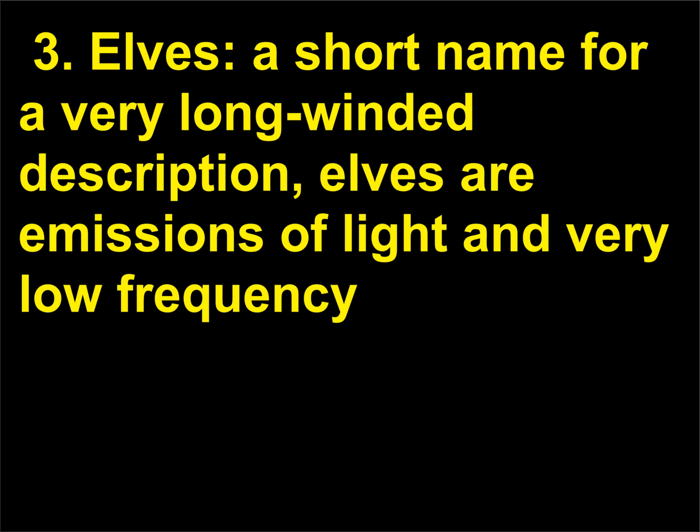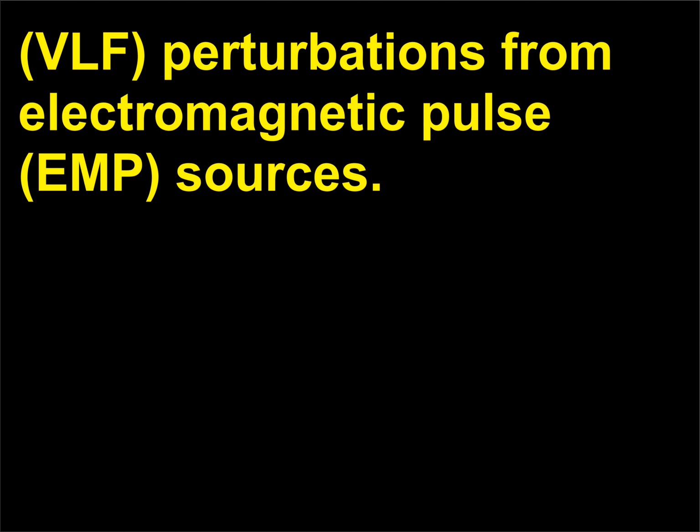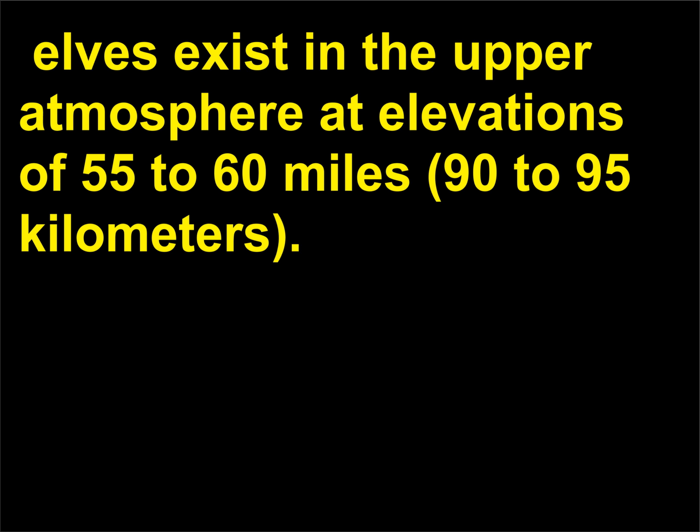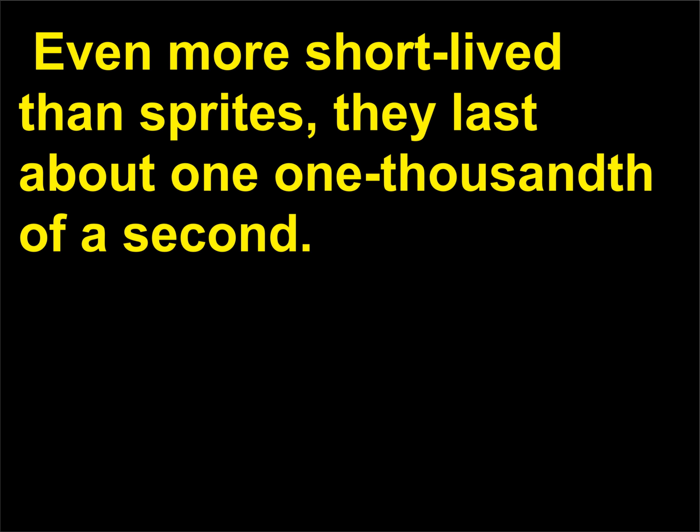Three, elves, a short name for a very long-winded description. Elves are emissions of light and very low frequency, VLF, perturbations from electromagnetic pulse, EMP, sources. Appearing as giant rings that expand up to 200 miles, 320 kilometers, in diameter. Elves exist in the upper atmosphere at elevations of 55 to 60 miles, 90 to 95 kilometers. Even more short-lived than sprites, they last about 1/1000th of a second.